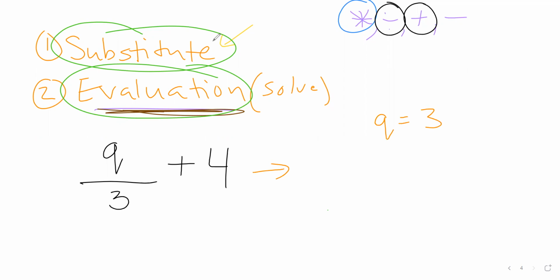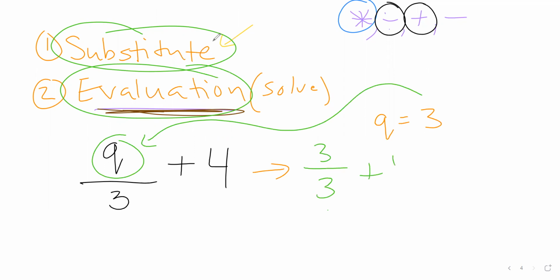So I'm going to substitute. I'll rewrite this whole problem, but this time instead of Q, I'm going to substitute 3. So that means 3 divided by 3 plus 4. One thing I want you to notice is I'm rewriting the whole thing. Even if I could start to do this in my head, it doesn't make sense to do that because I'm going to get confused and lose track of my steps. So I highly recommend just rewrite it as you know it. Don't try to solve it yet. And then sit back and go, okay, now what?